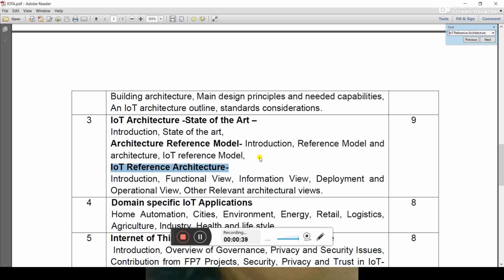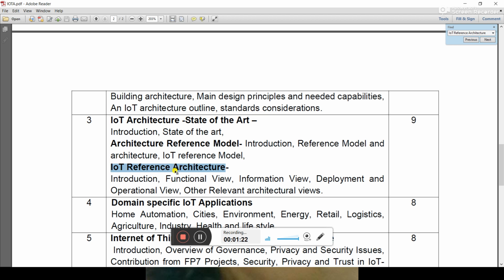In my last lecture I told you about the IoT reference model. In this lecture I will tell you about the IoT reference architecture. As the name depicts, it is the reference for any IoT system. It is important, and we should know, when we are going to design a complete system, how a system can be developed in a commercial way.